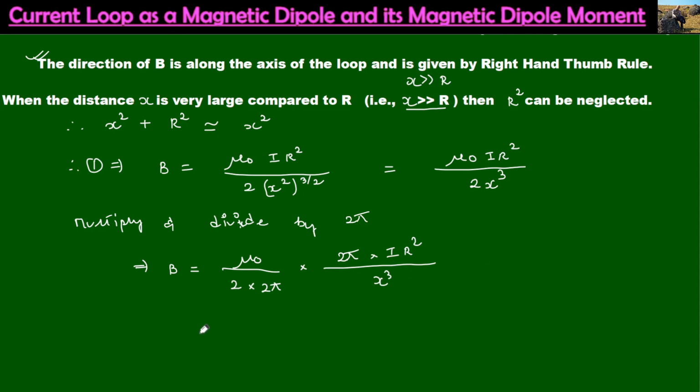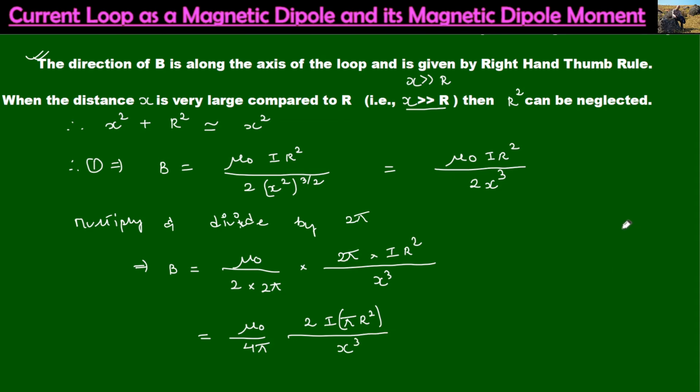Now from here we have to do certain rearrangement. We have mu naught, and if you multiply that, it will be equal to mu naught by 4 pi, and from here we have that 2, and then we will do some grouping. We will put I first, and then we have pi and r square. We will group that pi and r square together. So this will be pi r square.